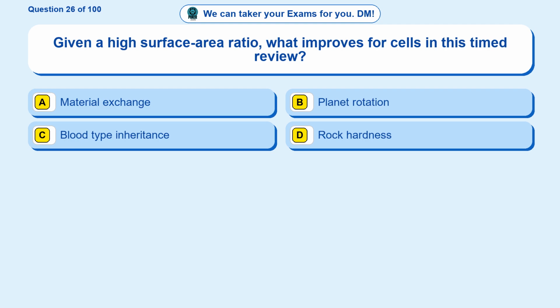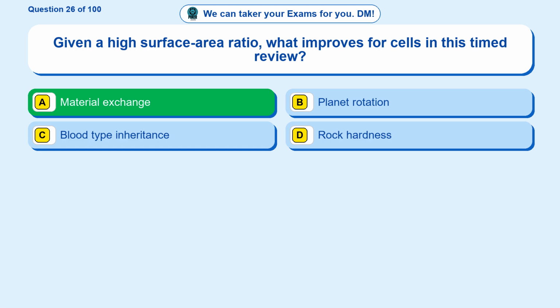Question 26. Given a high surface area ratio, what improves for cells in this timed review? Option A, material exchange. Option B, planet rotation. Option C, blood type inheritance. Option D, rock hardness. The correct answer is option A.